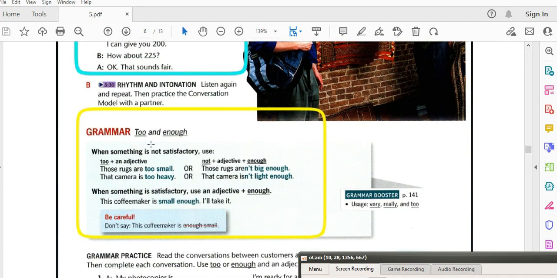Too and enough. When something is not satisfactory, when something is not practical, use too plus an adjective or not adjective plus enough. Those rugs are too small, or that camera is too heavy. It means very heavy, but it shows how negative aspect it has. Or we can say those rugs aren't big enough. That camera is not light enough.